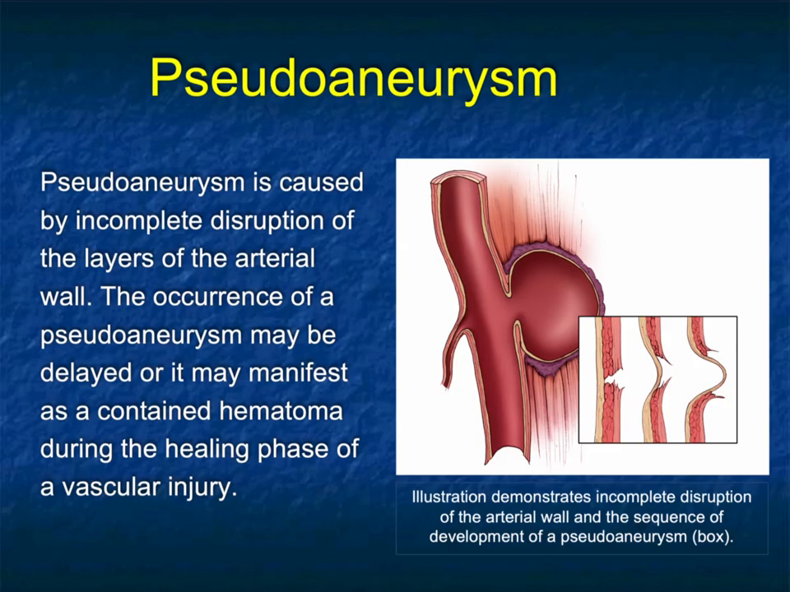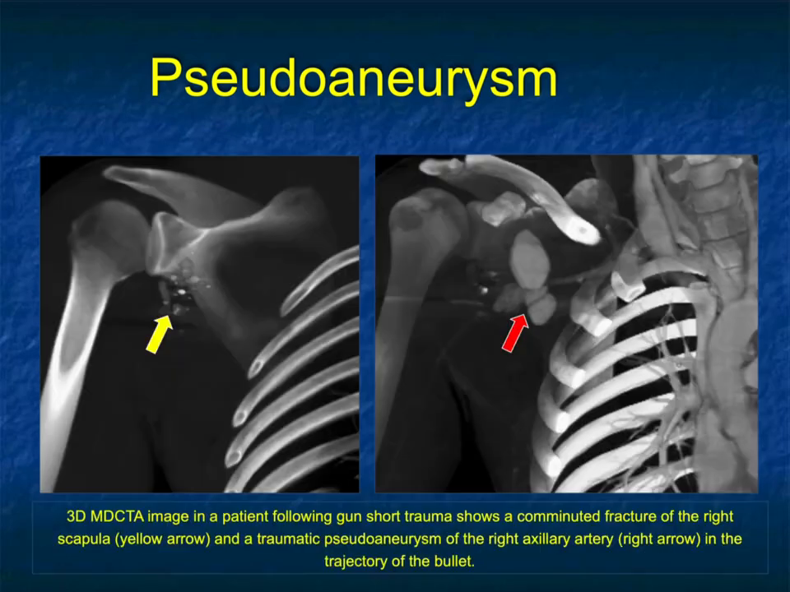Now, we can see pseudoaneurysms. That's caused by incomplete disruption of the layers of the arterial wall. The occurrence of a pseudoaneurysm may be delayed or may be manifest as a contained hematoma during the healing phase for vascular injury. At times, it's hard to tell an aneurysm from a pseudoaneurysm. Obviously, when you do a drawing, the incomplete disruption of the arterial wall is a pseudoaneurysm, but it can be somewhat tricky, and the management ends up in many cases, or in most cases, being the same.